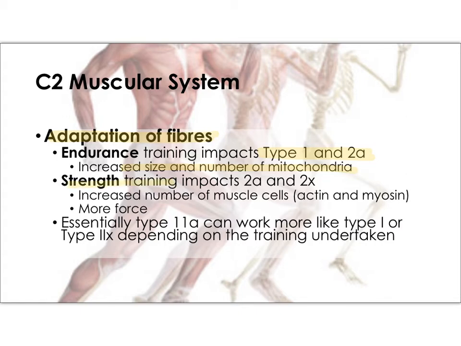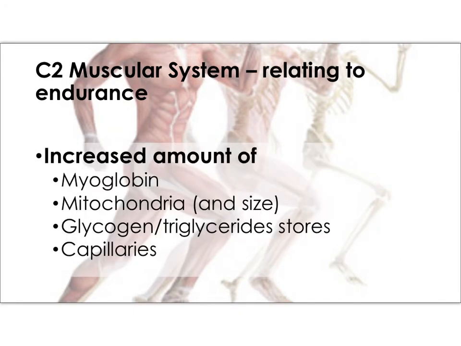Strength training and resistance training impacts the 2A again and the 2X. So we start to see now that this type 2A fibre is quite versatile, and depending on your training you can get it to almost conform to act either like a type 1 or a type 2X. So how does strength training adapt these muscle fibres? It increases the number of muscle cells. So we've increased actin and myosin, those filaments there. And if we can increase the number of muscle cells or muscle fibres, we can say we're going to have more force.